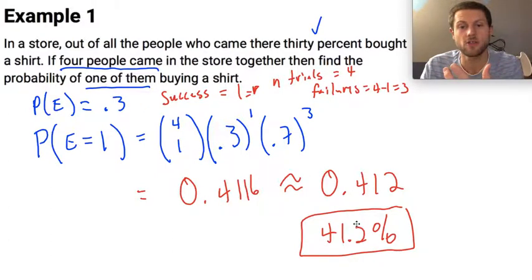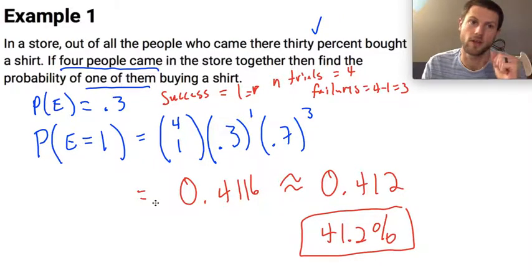Now, what might be kind of interesting is that this is actually higher than 30%. So even though there's a 30% chance of just one person buying a shirt, if you want 1 out of 4 people to buy a shirt, your probability actually increases a little bit. So that's what's unique and interesting, I think, about this binomial probability stuff. It's not just a straight, here's your chances. You kind of have to actually do the math out, as they say.